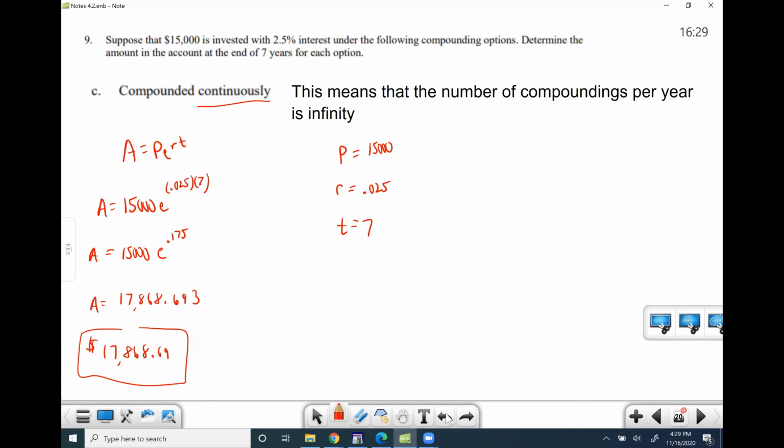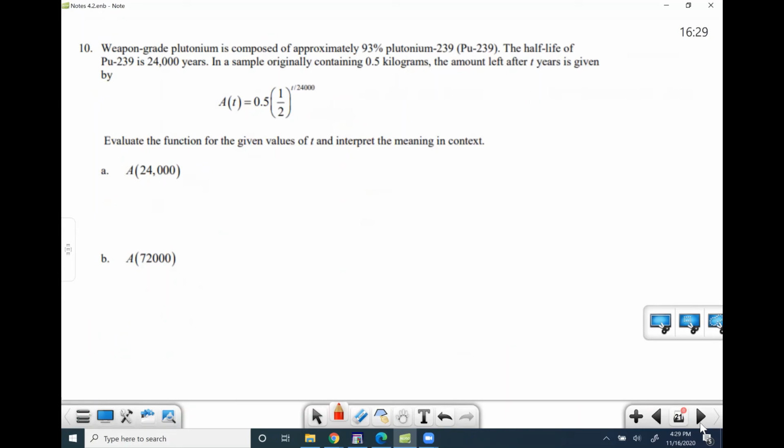So if you're trying to make money, look for continuously compounded. If you're borrowing money, then you don't want continuously compounded, right? I guess it just depends on the scenario. All right, so those were some applications. Let's look at some others.